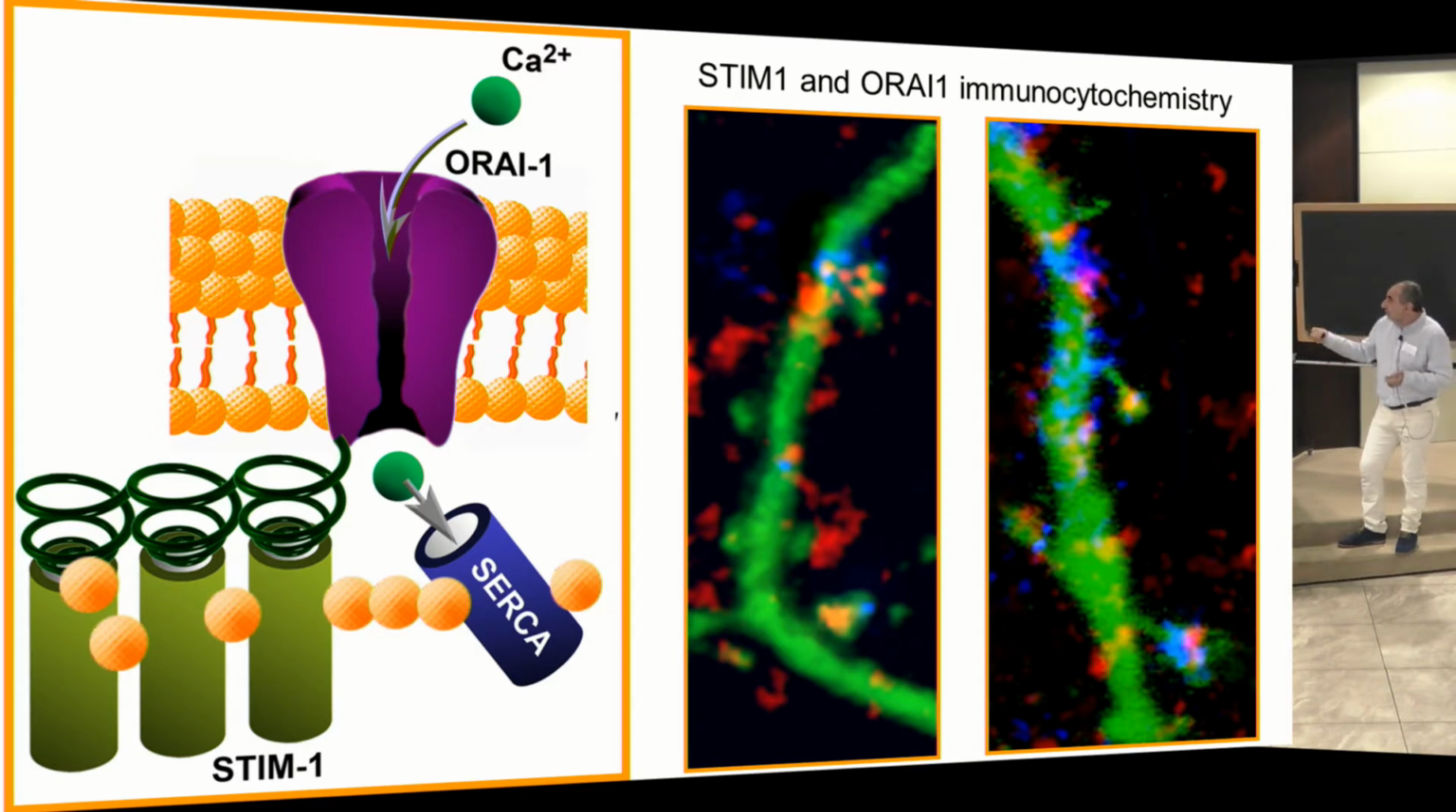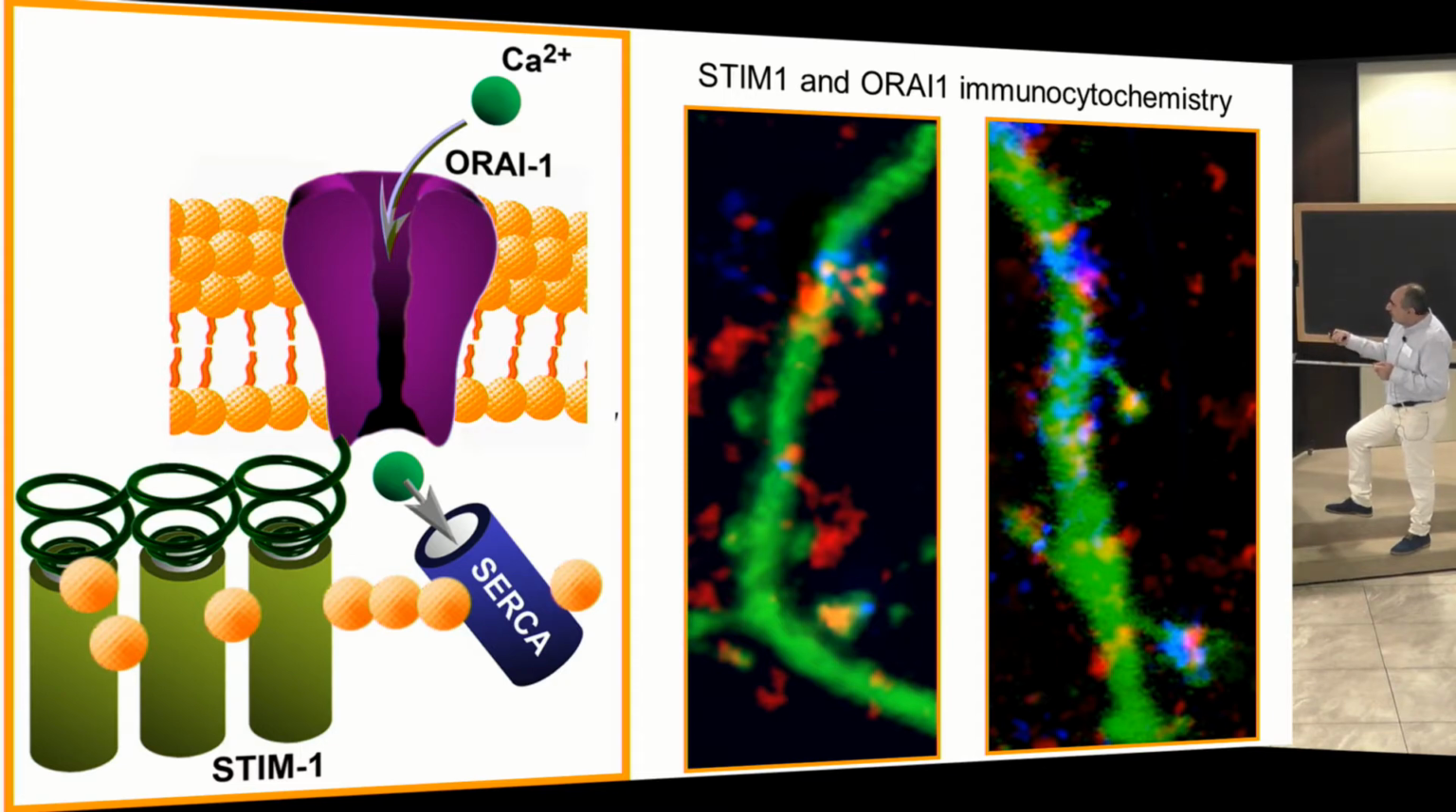But still, if you do immunocytochemistry, you can see this, of course, in the soma, but we are not focused on the soma. We want to see spines and dendrites. I didn't include axons here, even though it also exists in axons. But let's focus on the dendrites for the moment. Red is ORAI, and blue is STIM. In this case, it's STIM1. I will show you later why it is important.